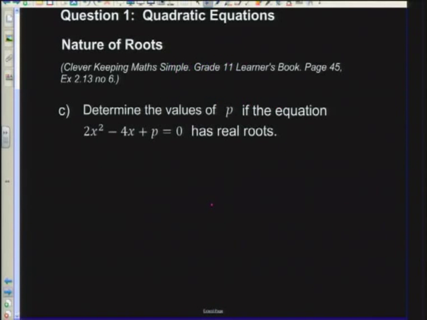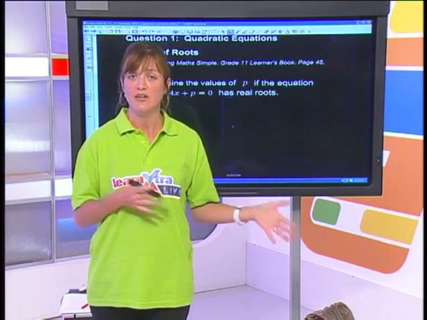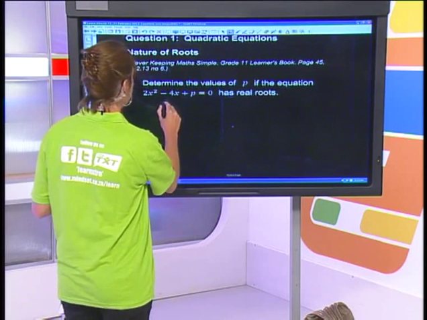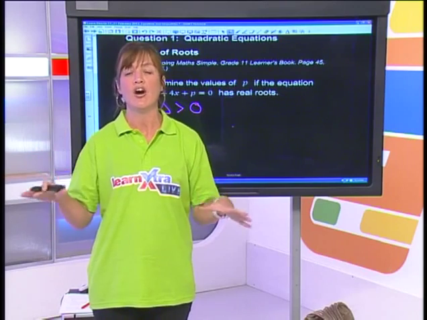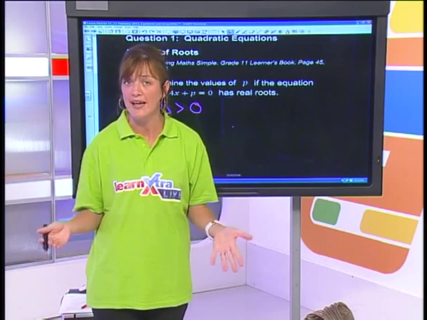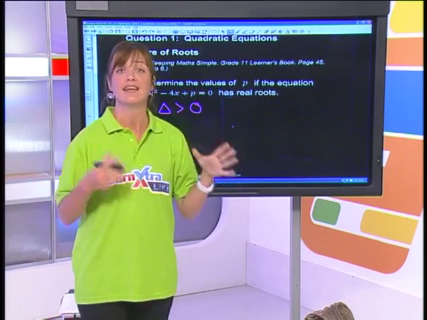They have said to us to determine the value or the values of p if the equation 2x squared minus 4x plus p is equal to 0 has real roots. So the first thing we need to ask ourselves is, what do we know about delta if it has real roots? What we know is that it has to be greater than or equal to 0. They haven't specified anything in terms of rational or irrational, or equal or unequal. So I can't make any assumptions about it being a perfect square or about it being equal to 0. But what I can say with certainty is that my delta is greater than 0.